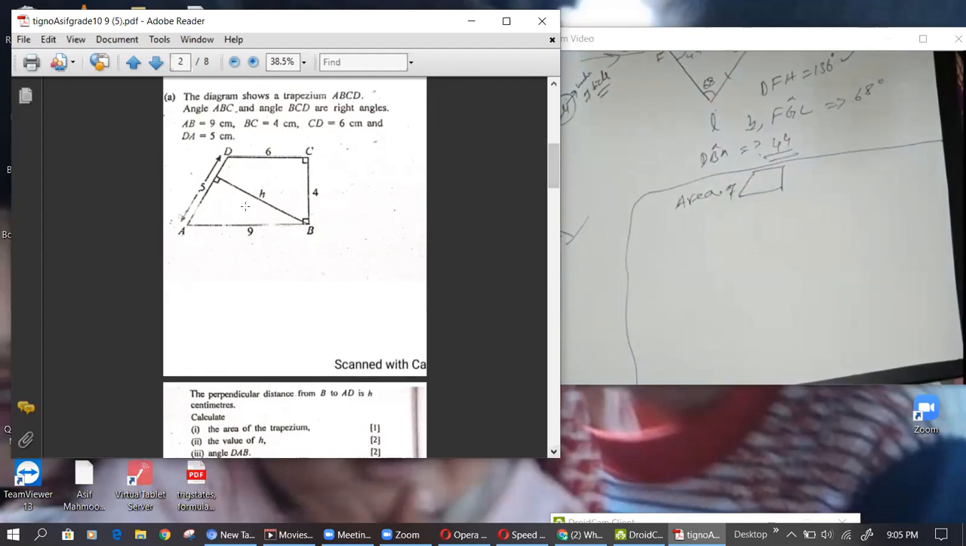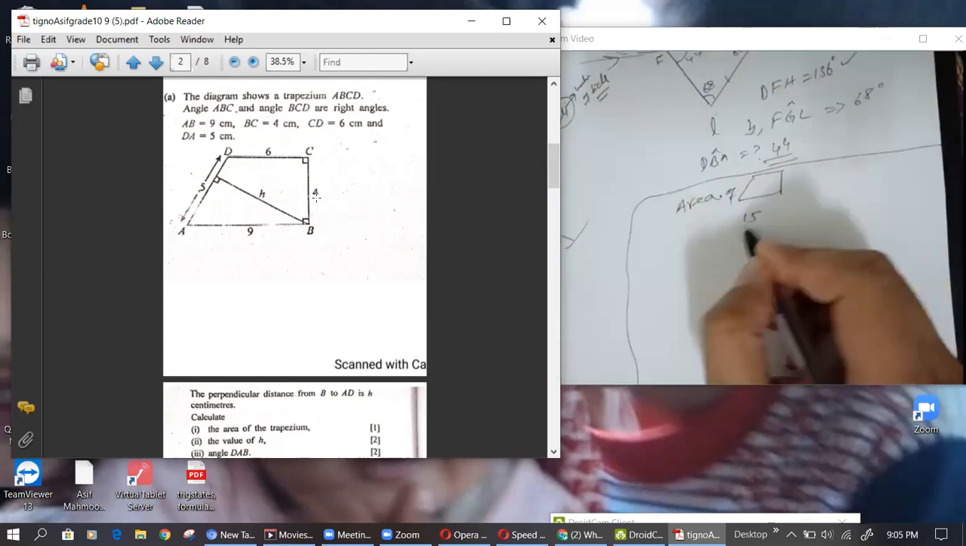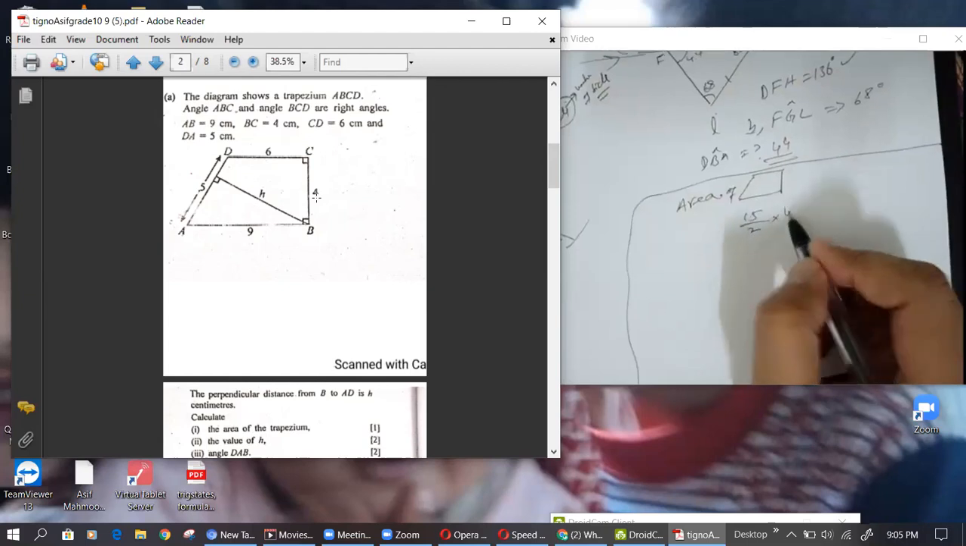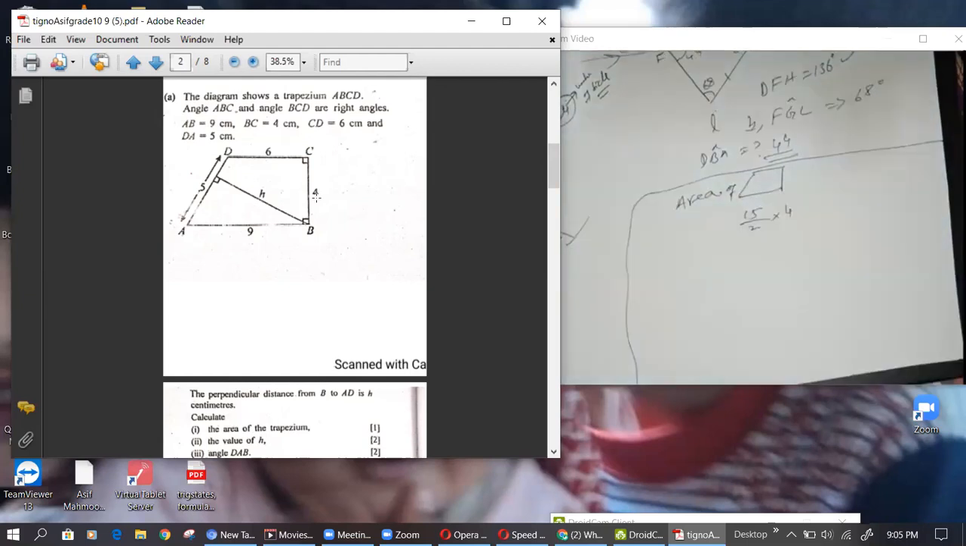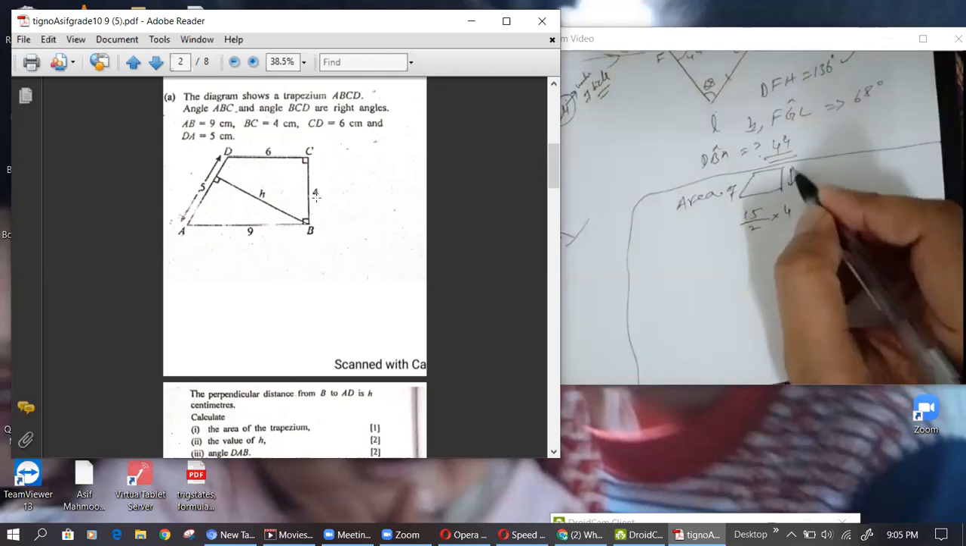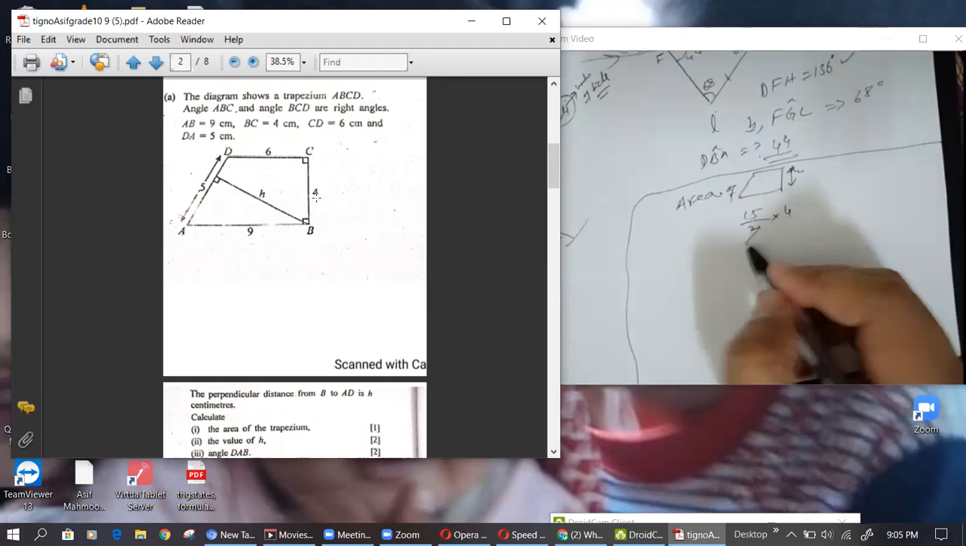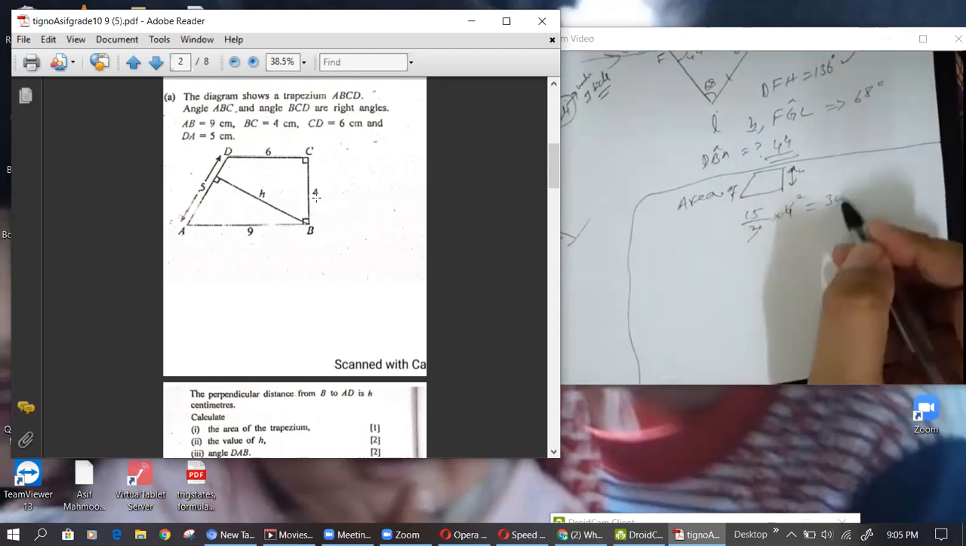9 plus 6 is 15. 15 divided by 2, multiplied by 4, right? What if I multiplied by 5? No, 5 is the slant side. The height is the perpendicular distance, which is this one, 4. Got it. So 15 divided by 2 multiplied by 4 is 30. Area of the trapezium is 30 centimeters square.